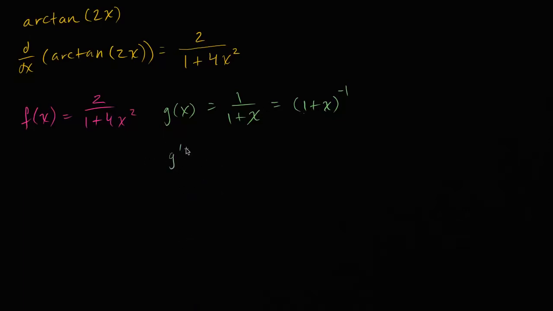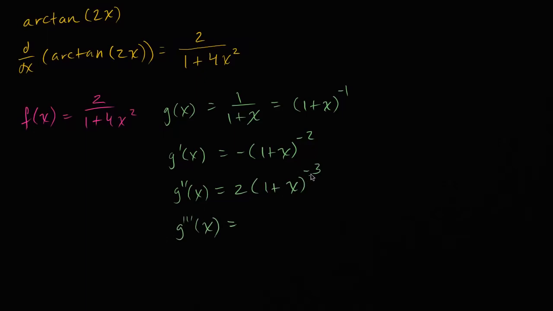For example, g prime of x is going to be, by the chain rule, since the derivative of 1 plus x is just 1, negative 1 plus x to the negative 2 power. If I want to take the second derivative, g prime prime of x, that's going to be negative 2 times negative 1, so it's 2 times 1 plus x to the negative 3 power. If I want to take the third derivative of that, that's going to be negative 3 times 2, so a negative 6 times 1 plus x to the negative 4 power. I know you're saying, hey, Sal, why are you doing this? Well, just bear with me for a second.